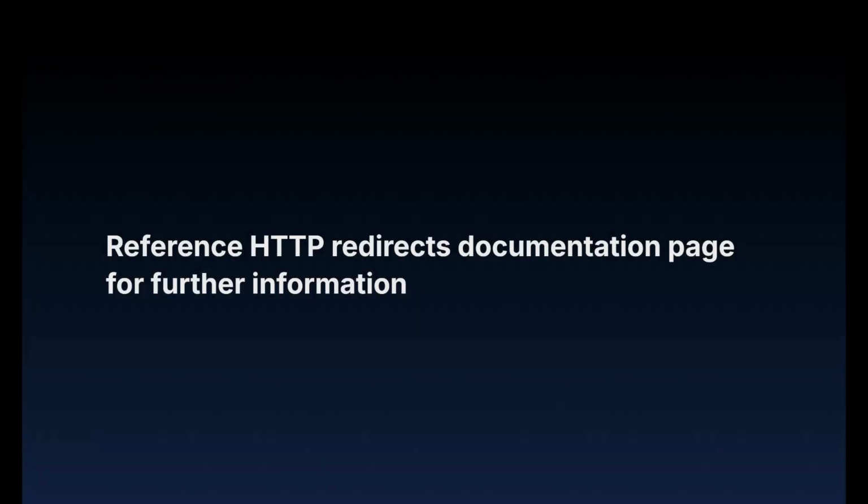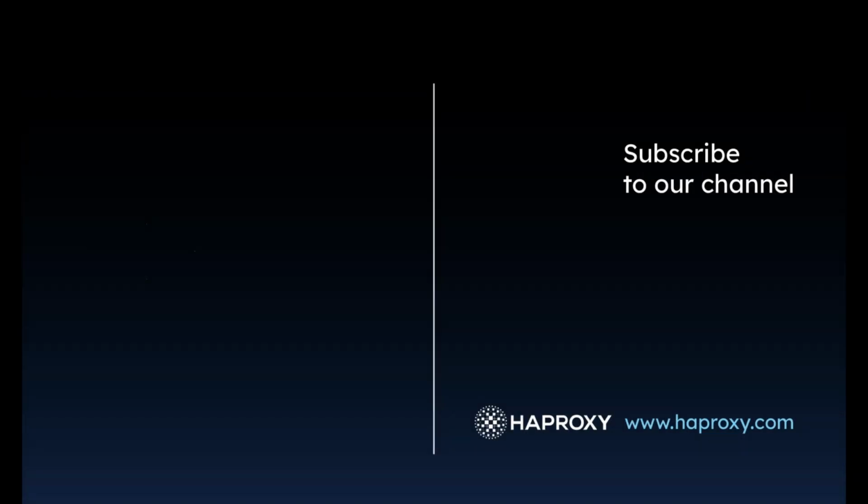Reference the HTTP redirects documentation page for further information about implementing parameters not covered in this video, such as scheme, where you only want to redirect HTTP traffic to, say, HTTPS, or prefix, where you add a prefix, such as /API/v2 to a URL's location. And that's it for this video. That should give you an idea what HTTP redirects are in an HAProxy configuration file.